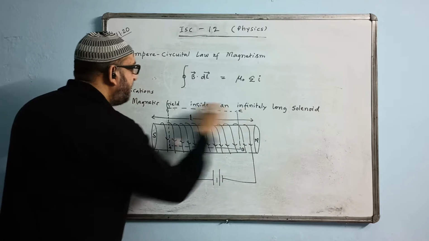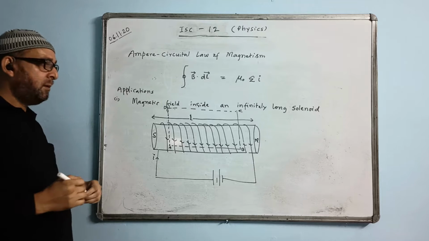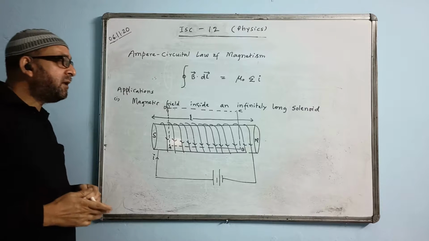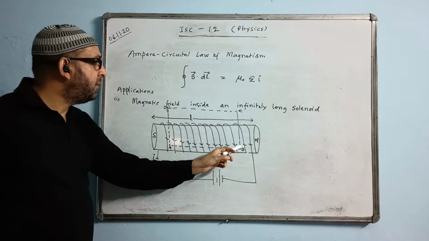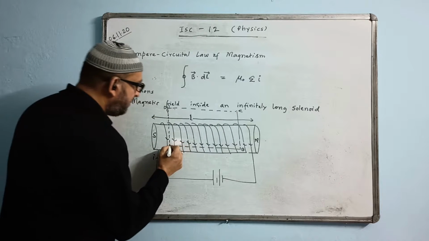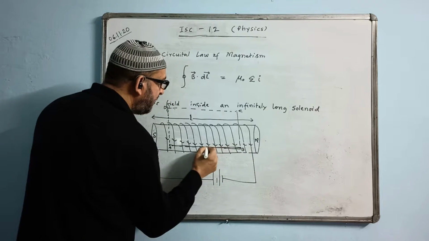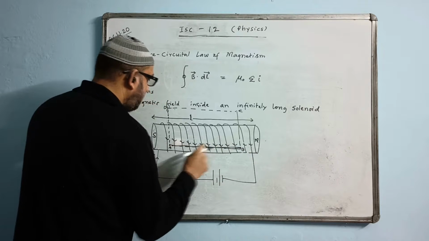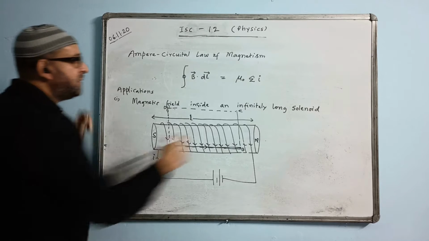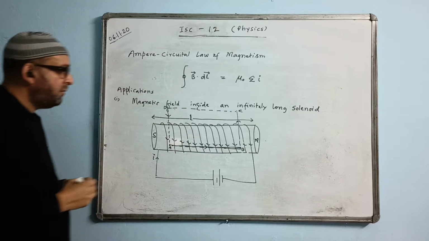I give the names A, B, C, D here in the form of a rectangle. So how many lines are there? 4 lines: AB line, BC line, CD line and DA line. Though these are imaginary lines, they are running like this. Arrows can be kept.